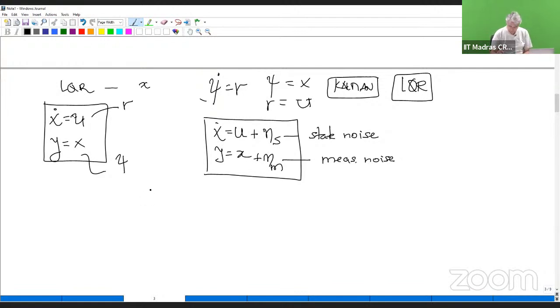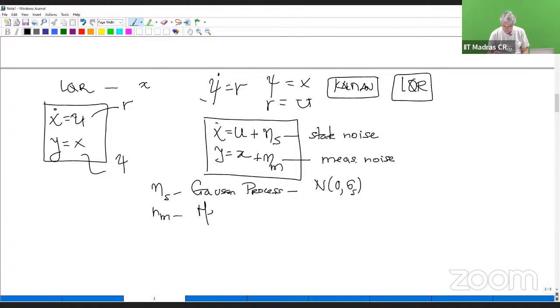Now, to simplify things, it is often assumed that eta S is a Gaussian process. Question, is this always the case? I mean, obviously not. But this is the way the theory goes through. So you have to be careful at some point. So it's characterized by zero average and then a certain standard deviation, right? So that's the state noise. And eta M, which is the measurement process, it's characterized again by zero average. And here I believe I use sigma M.